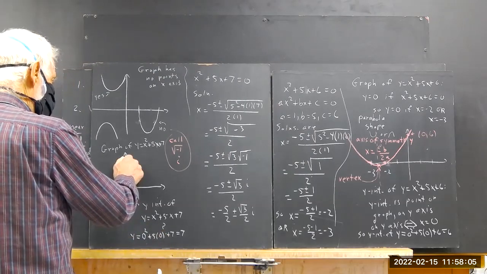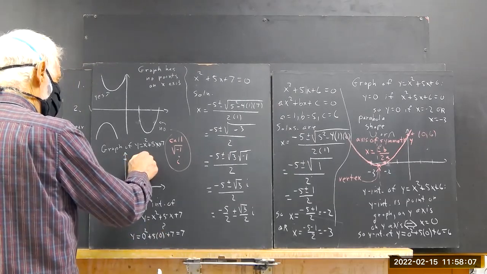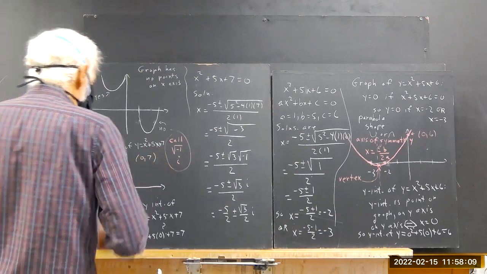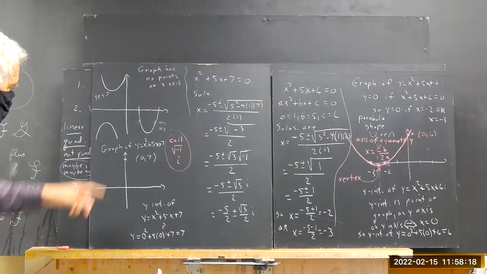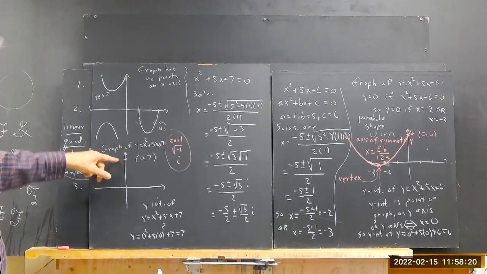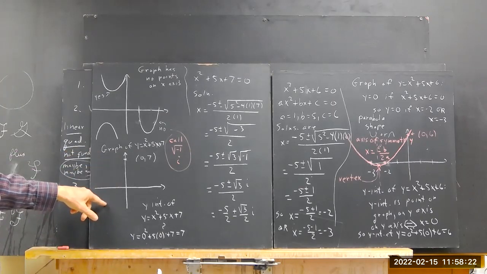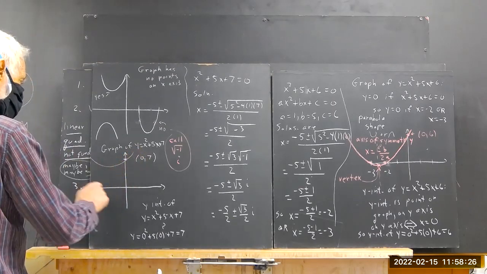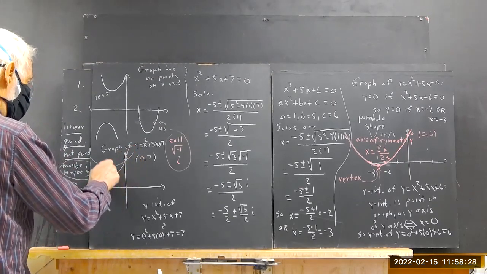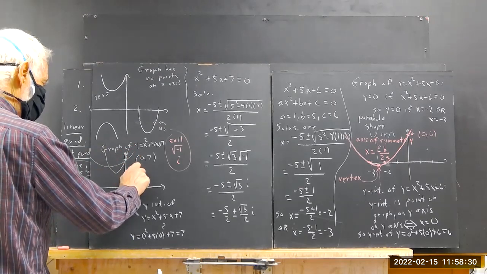Nevertheless, that tells us that the point 0, 7 is on your graph. Well, there are a lot of ways to draw a parabola through the point 0, 7 without intersecting the x-axis, right? You know, maybe the parabola is like this, maybe like this.